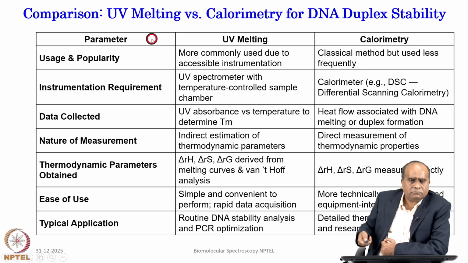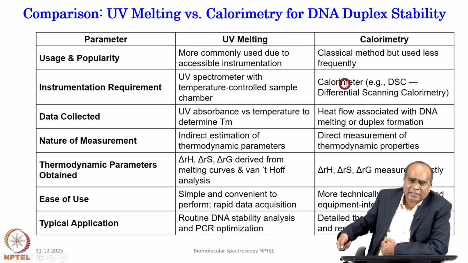The instrument required for UV melting is just a UV spectrophotometer with a temperature-controlled sample chamber. Here you require calorimetry, differential scanning calorimetry, to get the Tm, delta H and delta Cp. The data collected here is extremely simple: just UV absorbance versus temperature, and you determine the Tm.